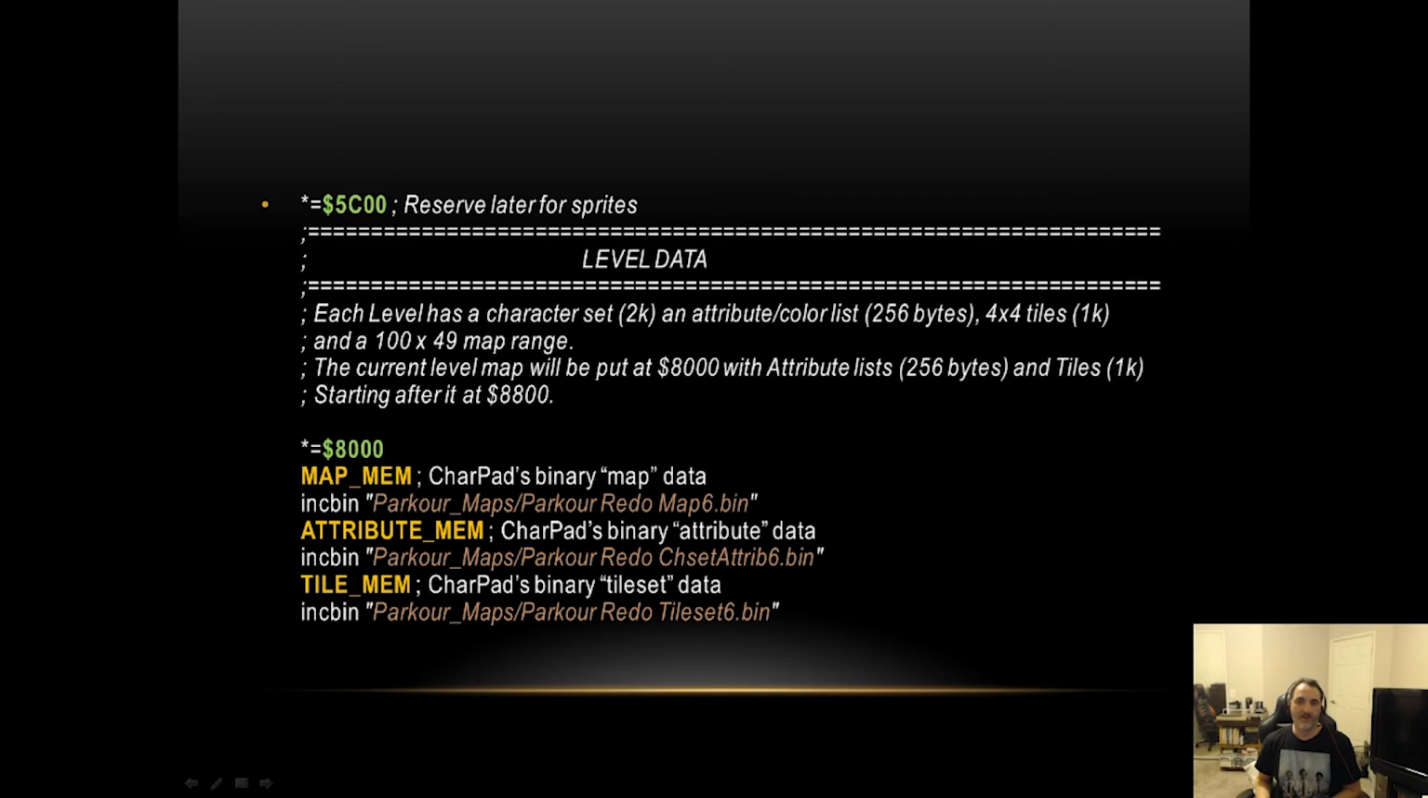Down here, I won't read all this, but you'll see where it says map memory. That's reading in the map memory from CharPad. The attribute mem is reading in the attribute color memory from CharPad, and the tile mem is reading the tile set data from CharPad.